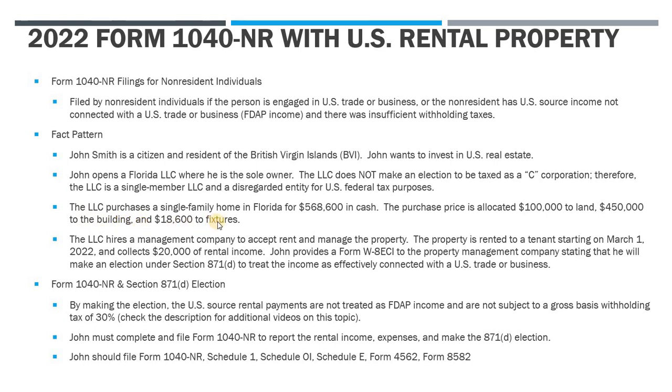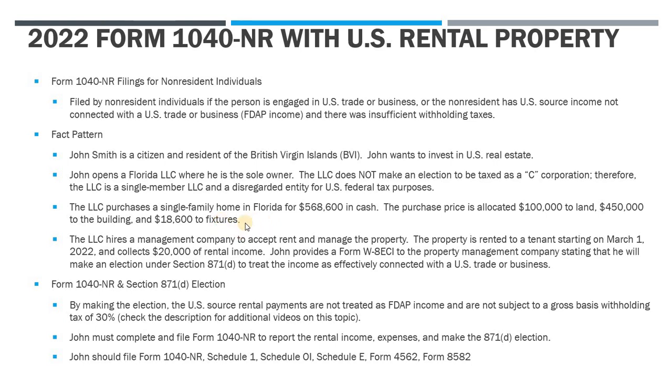So the LLC here purchases a single-family home in Florida for $568,600 in cash, right? So he did not finance it. He just contributed the cash and paid for it outright. The purchase price of that $568,000, John is allocating $100,000 in fair market value to the land, $450,000 to the building itself, and then $18,600 is to fixtures. And so that's 5-year property.